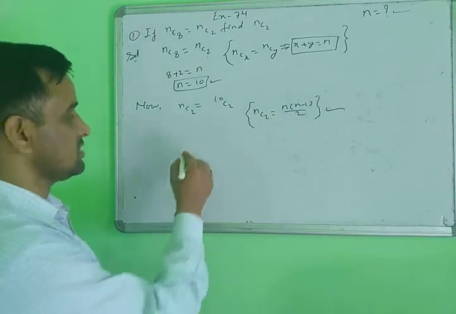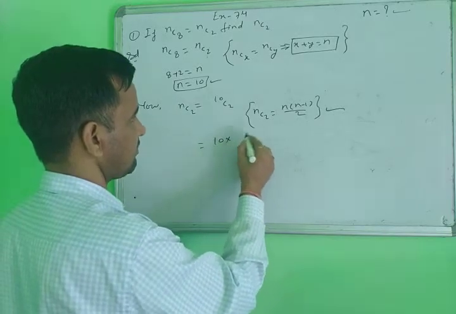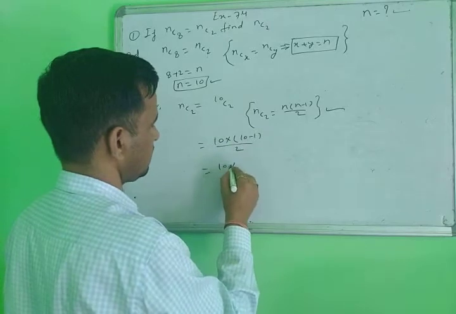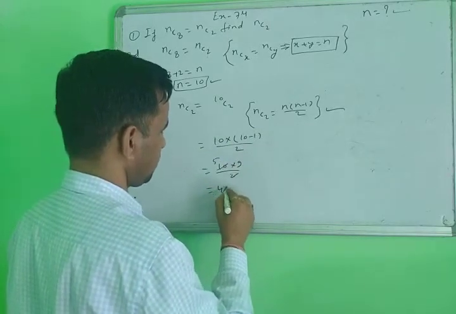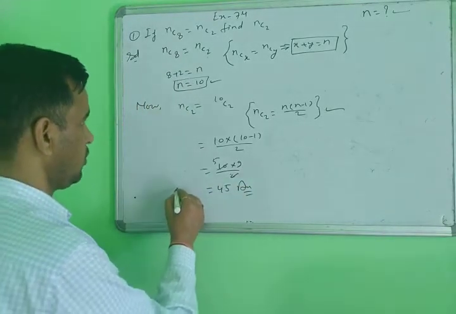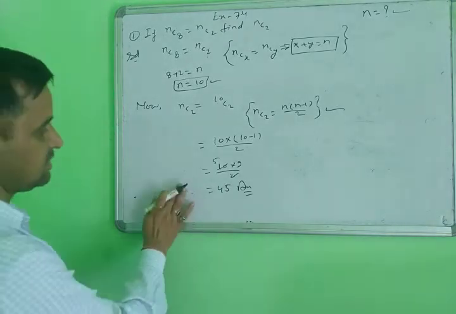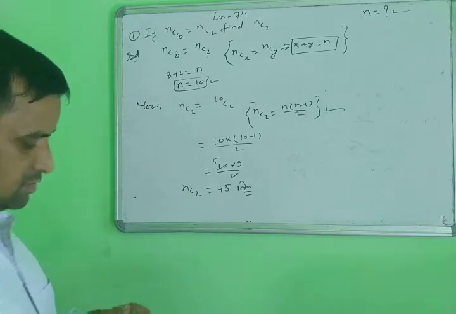Using 10 and 10 minus 1 upon 2, we get 10 into 9 by 2. This cancels: 5 times 9 is 45. Very simple thing. The value of nC2 is 45. So this is your answer.